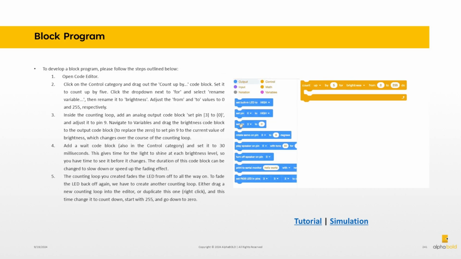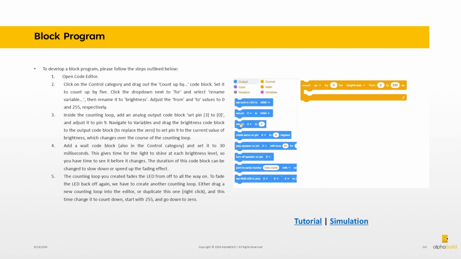To develop a block program, please follow the steps outlined below. Open Code Editor. Click on the control category and drag out the Count Up by code block. Set it to Count Up by 5. Click the drop-down next to the variable and select Rename Variable. Then rename it to brightness. Adjust the From and to values to 0 and 255, respectively.